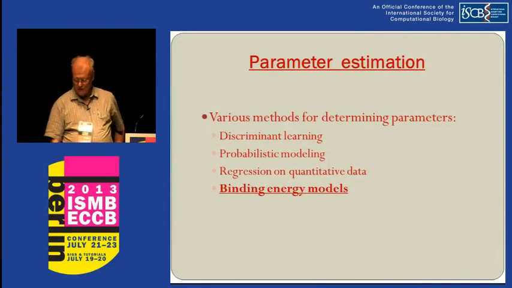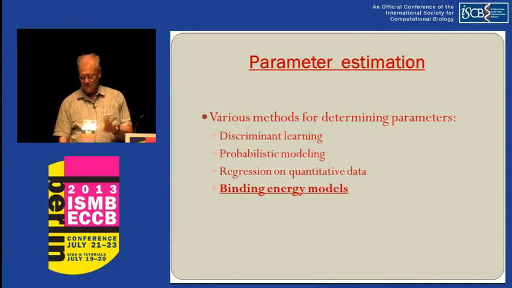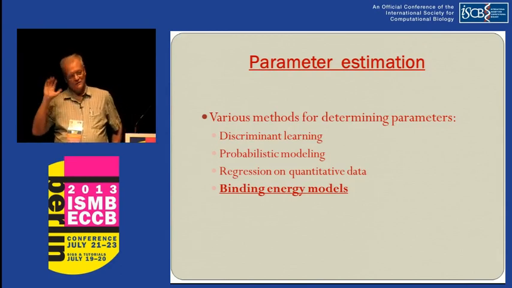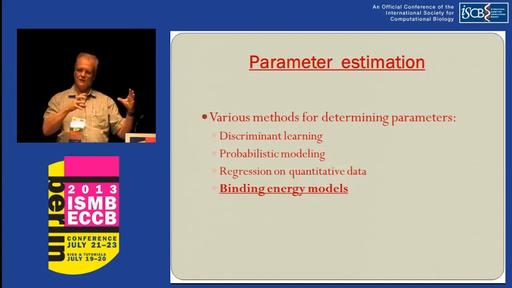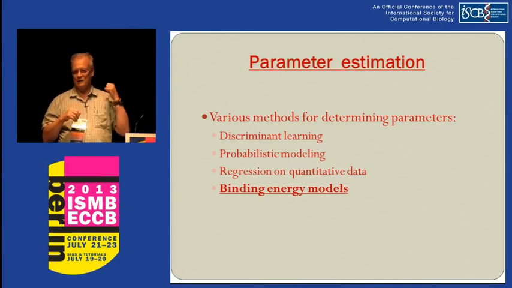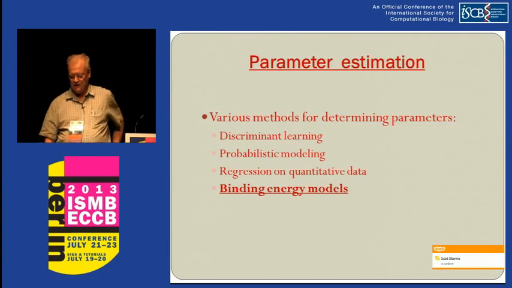After that, soon after that, came some probabilistic modeling, and I'm going to describe that in a little more detail in a second. A few years later, we realized, and other people as well, that in fact, if you have quantitative data, so the first things I talked about is we just had a collection of sites, and maybe a collection of sites and non-sites. But if you actually had quantitative data, and you knew that this site had a certain affinity, and this site had a less affinity, and so on, you could actually just apply regression to it.